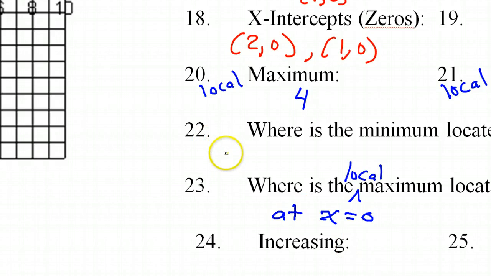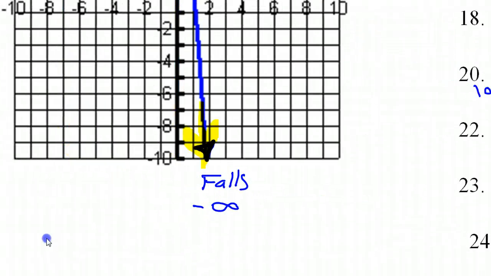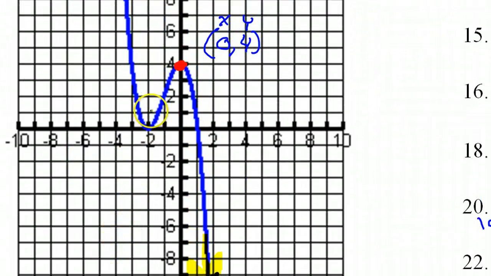Now let's go back to number 22. Where is the, no. Let's go back to 21. First the question said, what's the minimum? There was no minimum, so we're changing it to say, what's the local minimum? Is there a local minimum? Well, let's see. There is a local minimum.